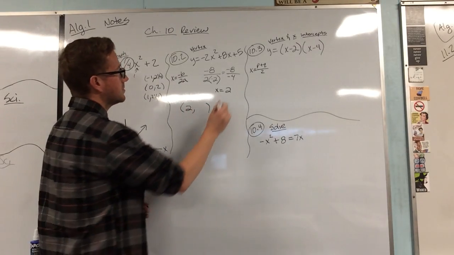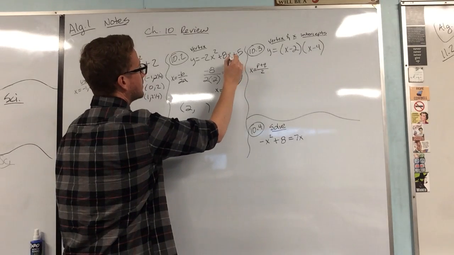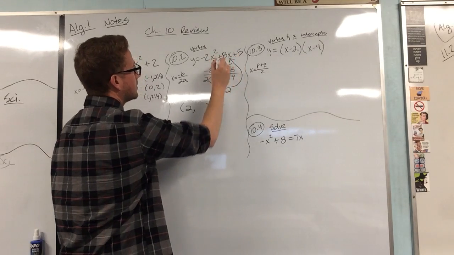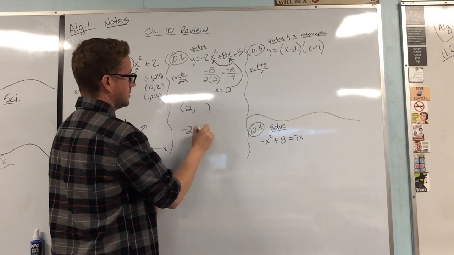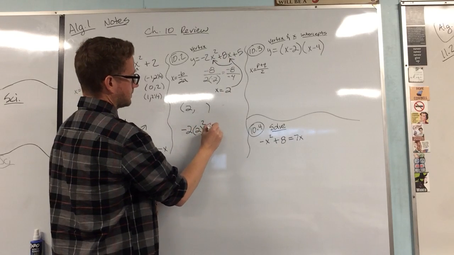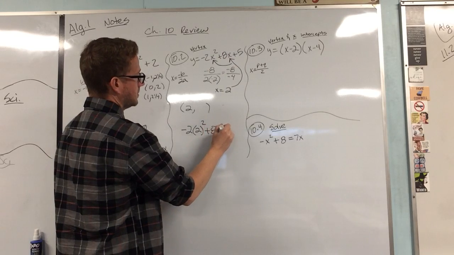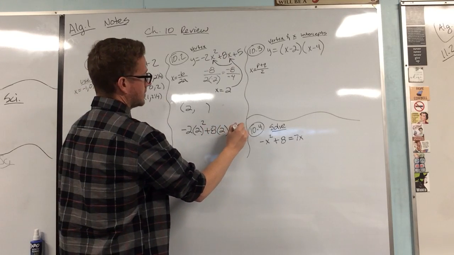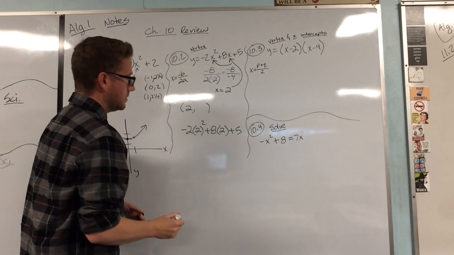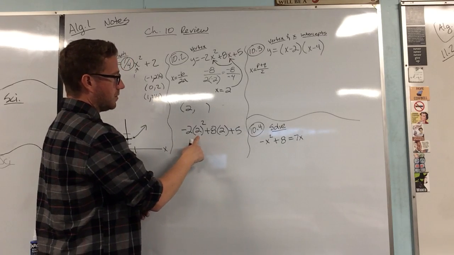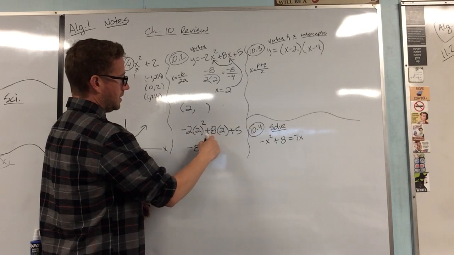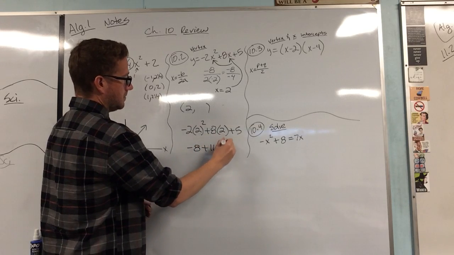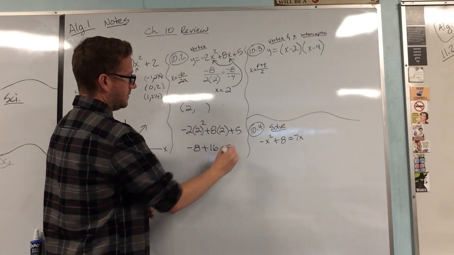Now I got to take this 2 and plug it in for x here and plug it in for x here. So let's see what that would look like. Negative 2 parentheses 2 squared plus 8 parentheses 2 plus 5. All right, do the math here. 2 squared is 4. 4 times negative 2 is negative 8. 8 times 2 is 16. And we're going to add 5.